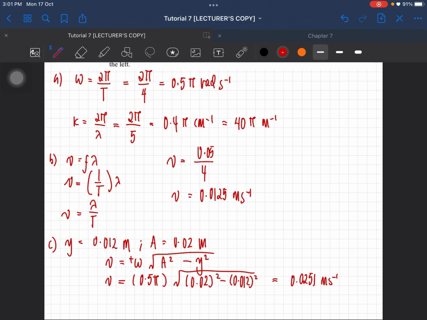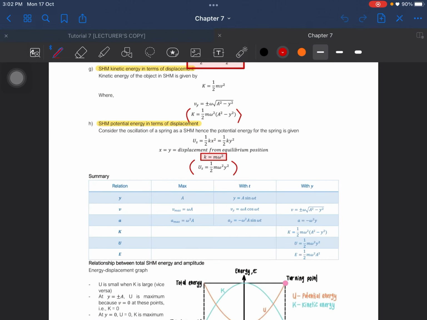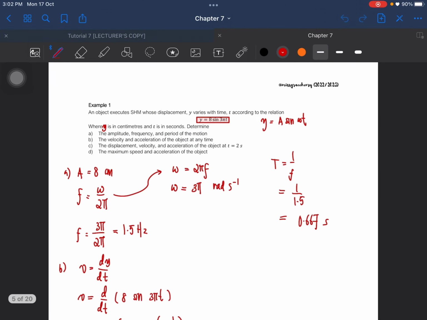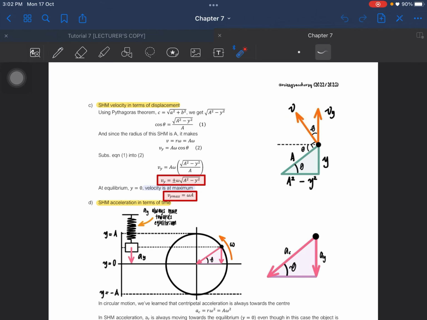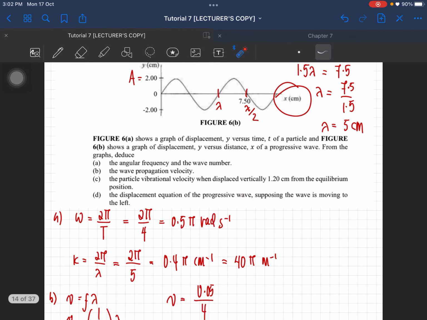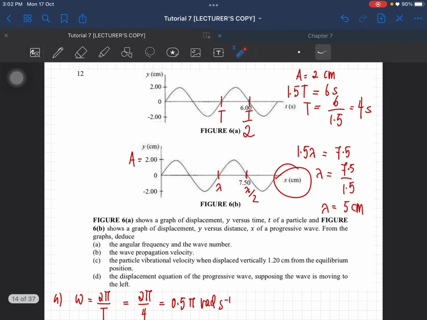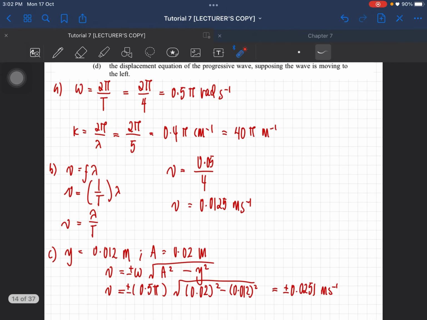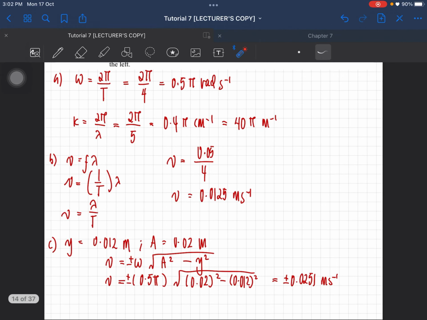Actually, don't forget to add the plus or minus here. I think I have that in the notes if I'm not mistaken. So just write the plus minus for this graph, the displacement against distance graph. The subtopic before doesn't really need that.